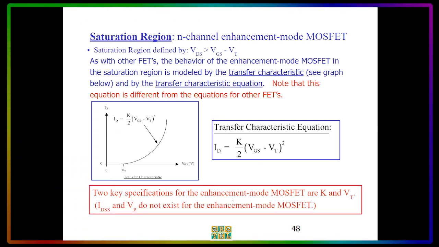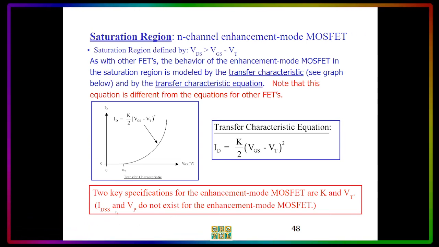Note that this equation is different from the equations for other FETs. Now, two key specifications for the enhancement mode MOSFET are K and VT, and IDSS and VP do not exist for E-MOSFET. It means that we don't have IDSS and we don't have VP for E-mode MOSFET.